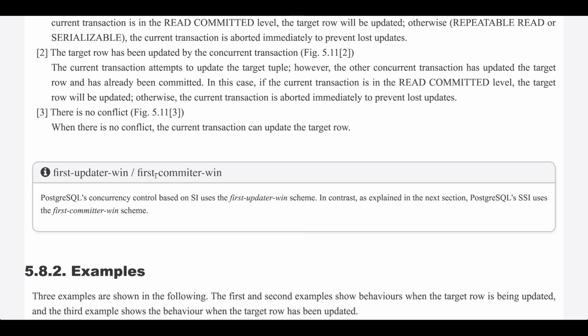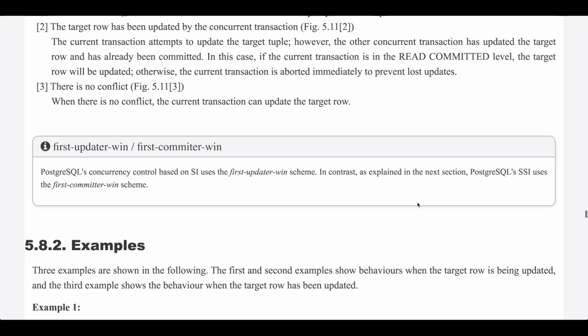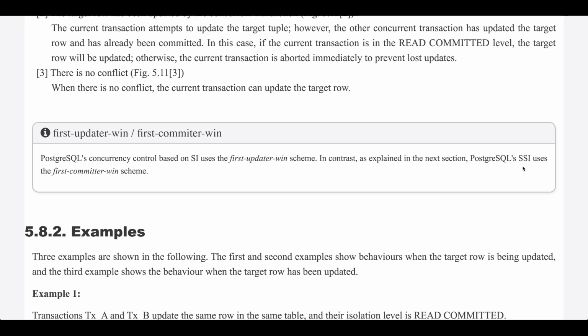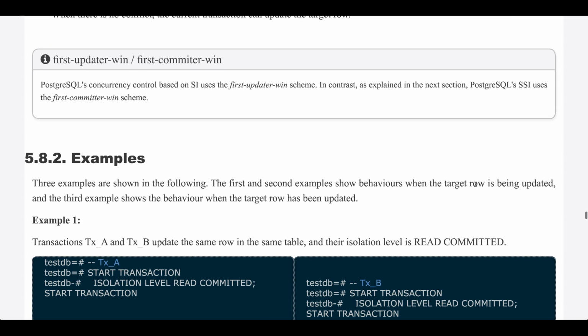First updater win versus first committer win. Postgres' concurrency control based on snapshot isolation uses the first updater win scheme. In contrast, as explained in the next section, Postgres' serializable snapshot isolation uses the first committer win scheme.